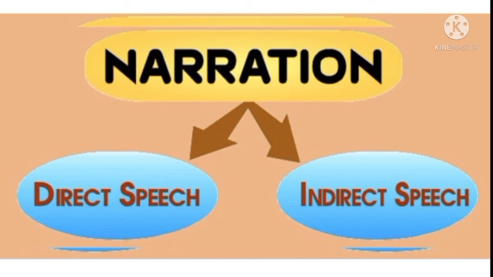Now rule number 6, changes in pronouns. The first person in the direct speech changes as per the subject of the speech. For example, he said, "I am in class 12th." In indirect speech, we can say he says that he was in class 12th. The second person of direct speech changes as per the object of the reporting speech. For example, she says to them, "You have done your work." In indirect speech, she tells them they have done their work. The third person of direct speech doesn't change. For example, he says, "She dances well." In indirect speech, he says that she dances well.